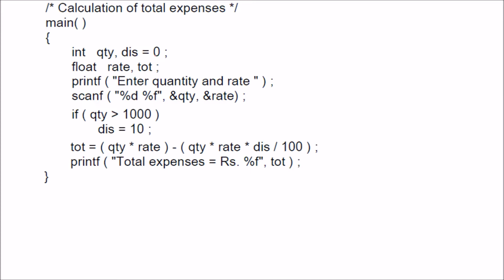How is this going to be implemented in C? We will initialize QTY, meaning quantity, and discount equal to 0. This is very important. You may ask, is it necessary to give discount equal to 0? Yes, because this cannot just be left like this. It may contain any garbage value. When you have initialized it to 0, then if the condition fails, that is, the items are less than 1000, this will be used. We will print enter quantity and rate, and you will be scanning %d and %f because you have given integer as quantity and float as rate.